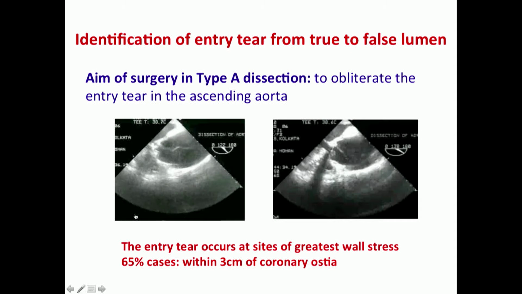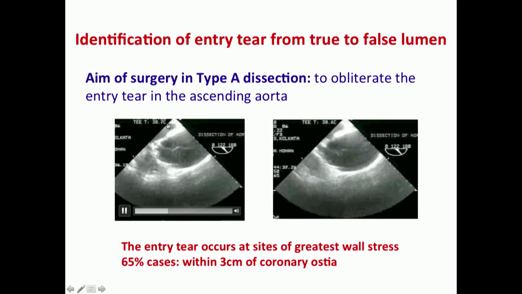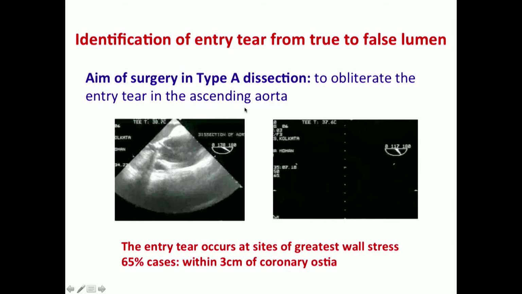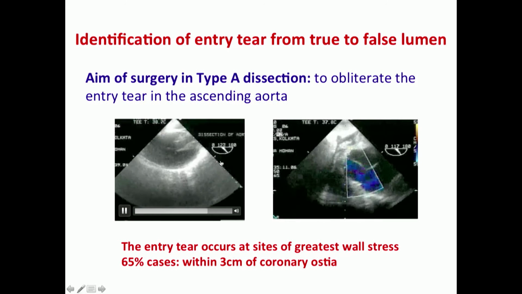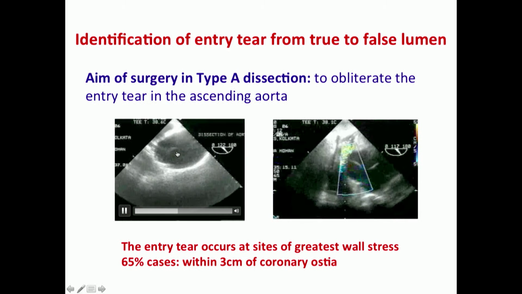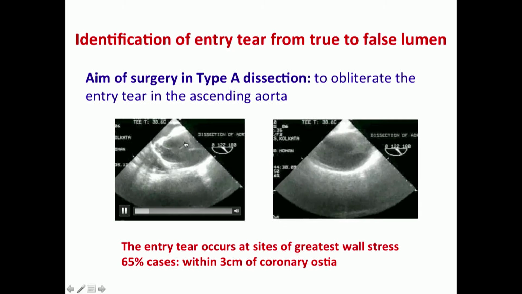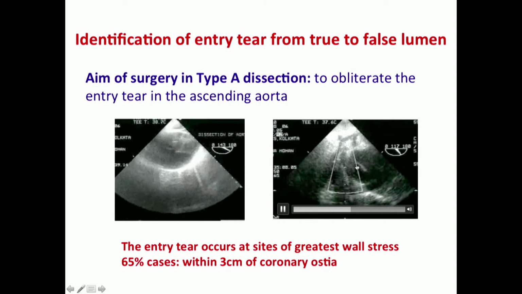It is also necessary to identify the entry tear from the true to the false lumen, because the principal aim of surgery in type A dissection is to obliterate the entry tear in the ascending aorta, as is seen in this long axis view in mid-esophagus. If you see this dissection flap, there is a tear here, the blood is entering, and there is a smoky appearance here, and the true lumen is showing pulsatile flow in the aorta.